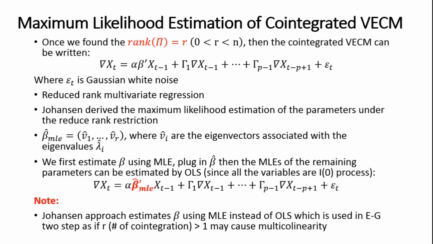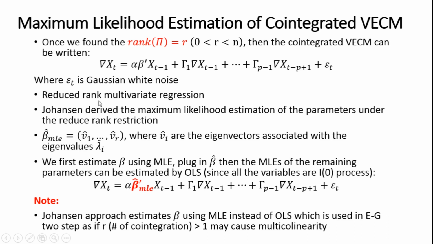Once we find the rank of matrix Π, then the cointegrated vector can be written. So we have cointegration, the cointegrated relationship, the relationship between differenced variables that are given in the relationship that you see on the screen. And in this relationship, we have the error term, which is Gaussian white noise.